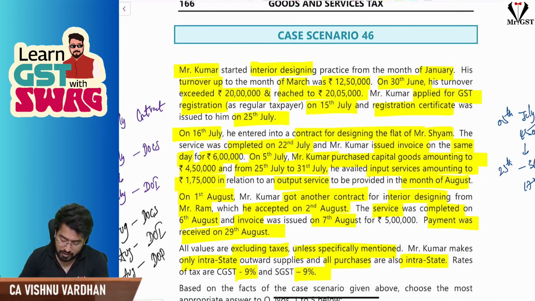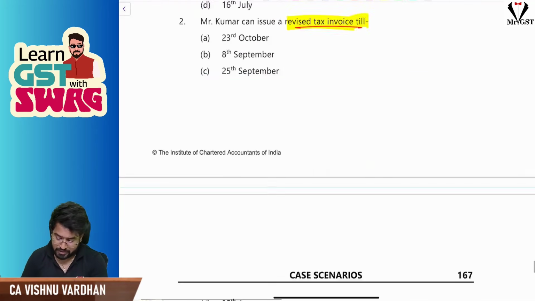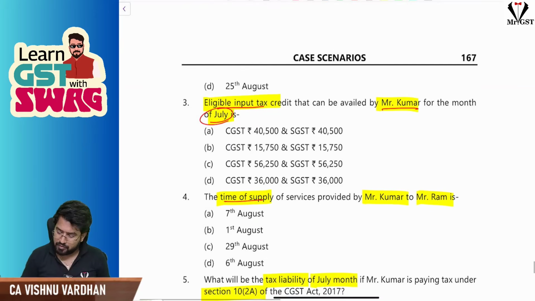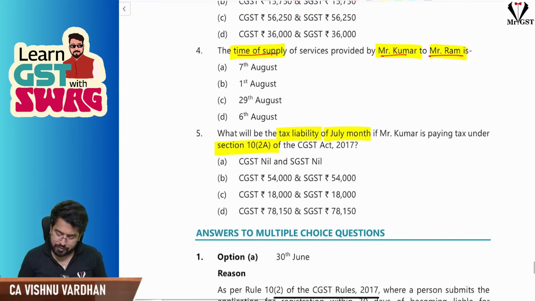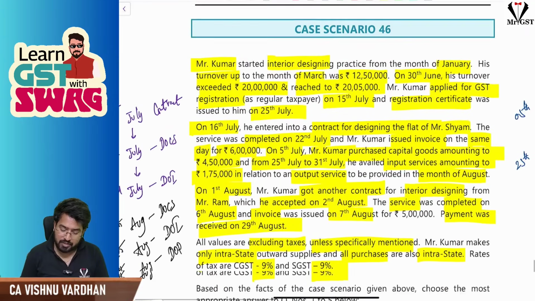So in this next case scenario, they're asking again repeatedly: effective date of registration, revised tax invoice you can issue till what date. Next, what is the eligible ITC for Kumar for the month of July? What is the time of supply for Kumar to Mr. Ram? What is the tax liability for July month? If Kumar is paying tax under section 10 subsection 2, he is not actually paying tax under section 10 subsection 2, but if at all he is paying, he is under the composition scheme. If at all he is under that, what is the tax liability?